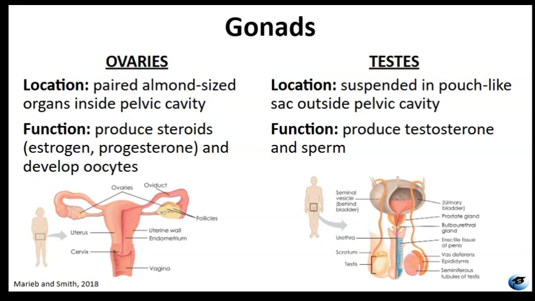In males, the testes are located outside of the pelvic cavity, suspended in a pouch-like sac called the scrotum. They have a dual role, that is to say that they function to produce sperm for reproduction, and they secrete testosterone, which is the primary male sex hormone. Testosterone is critical for development of male reproductive tissues, and it is important for building muscle mass, bone density, and other secondary sex characteristics in males.